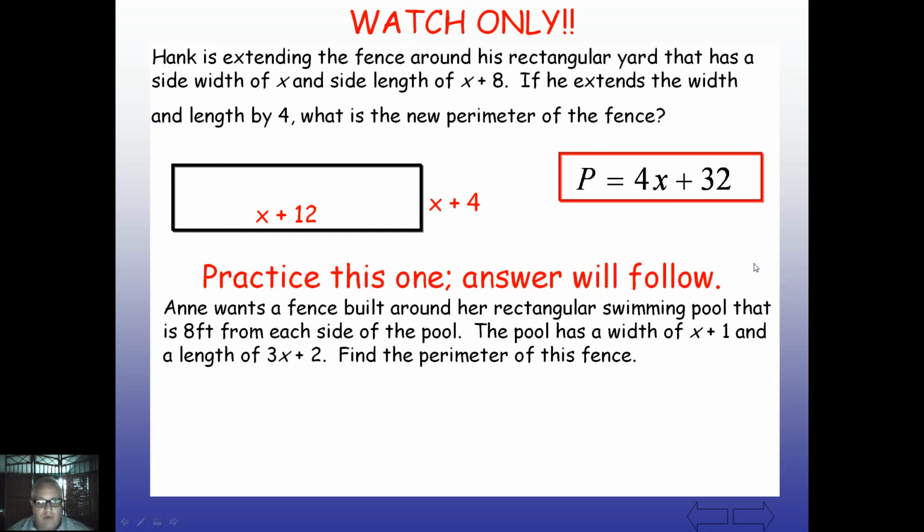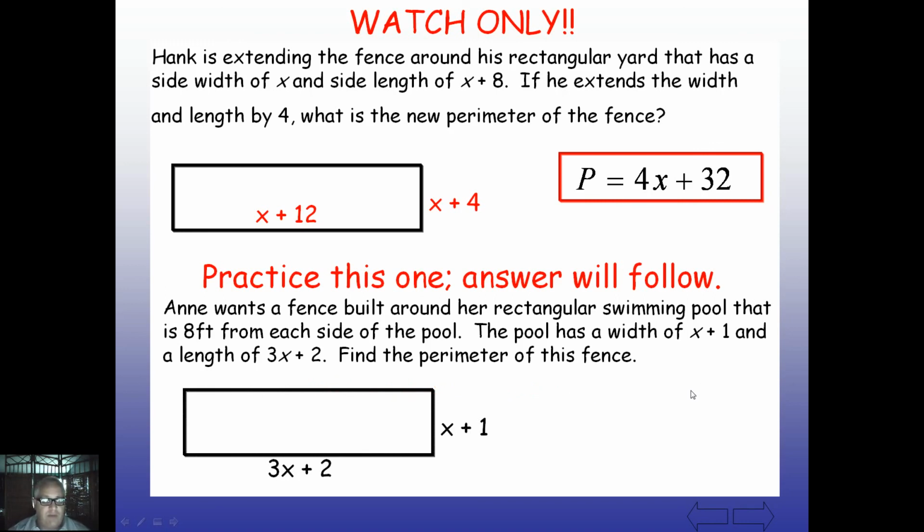All right then, so my first question to you is, did you quickly sketch a rectangle? As soon as you saw the words rectangular swimming pool, make sure you sketch that rectangle and drop down the information given to you, which was x plus 1 and 3x plus 2. That's where you start. Then move on to the next piece, which is we're going to extend each of these lengths and width by 8.